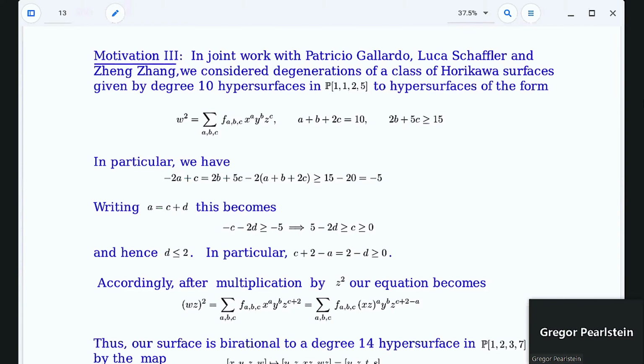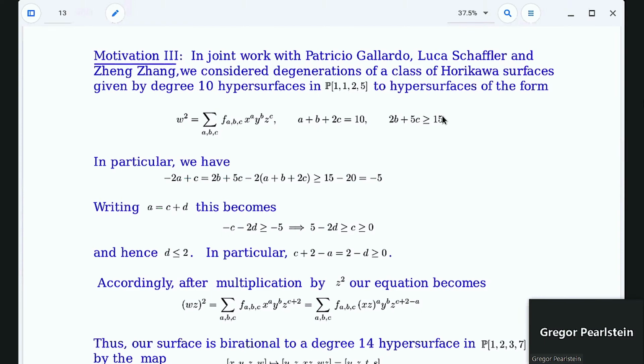So this boundary divisor has two pieces. One is this limiting hypersurface. In the E13 case, it's surfaces which have this equation with this extra condition on the coefficients. If I don't have this condition, 2b plus 5c greater than or equal to 15, I just get the generic hypersurface of degree 10. And on this, I get a special sublocus. So these were these E13 surfaces.